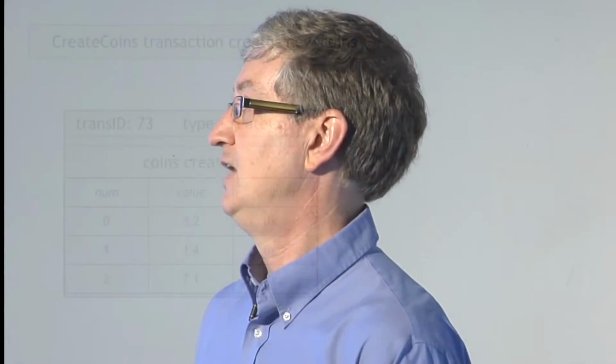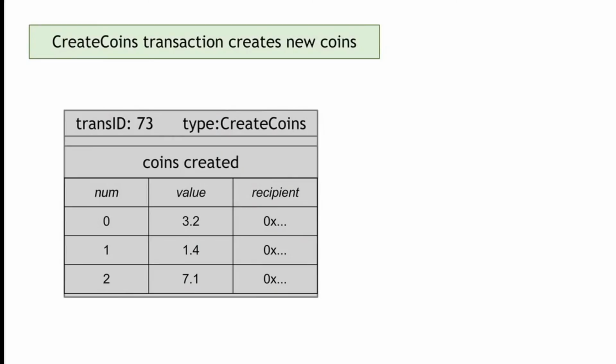All right. So in Scrooge coin, there are two kinds of transactions. The first kind is a create coins transaction, and what it does is create new coins. That's like the operation Goofy could do in Goofy coin that makes a new coin. But here, we're going to allow multiple coins to be created in one transaction.